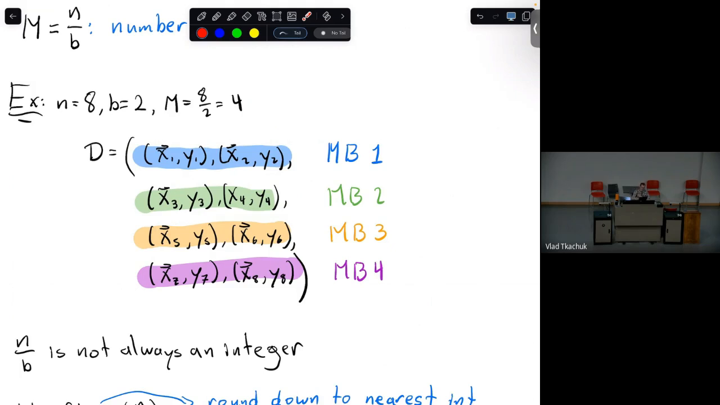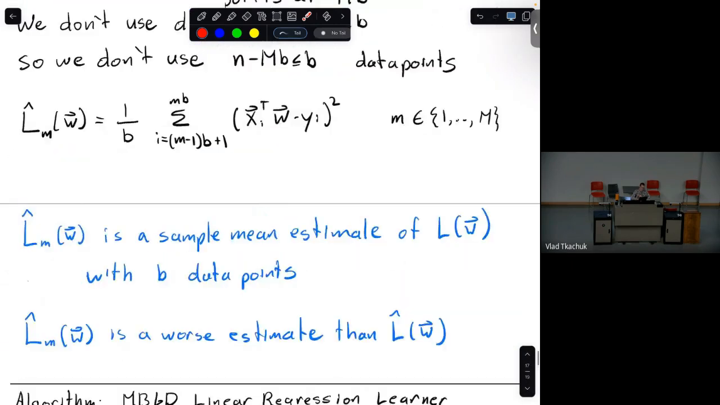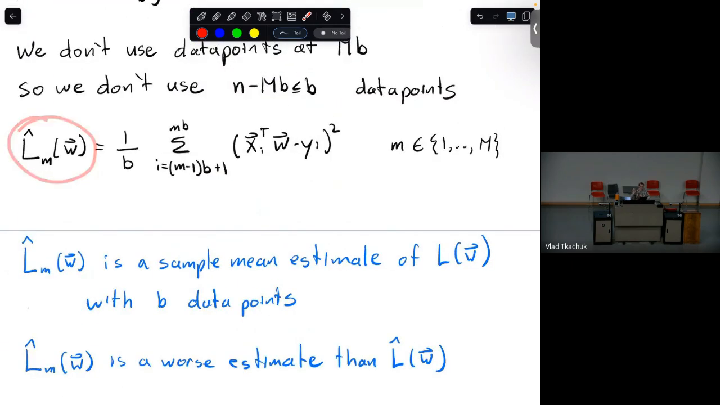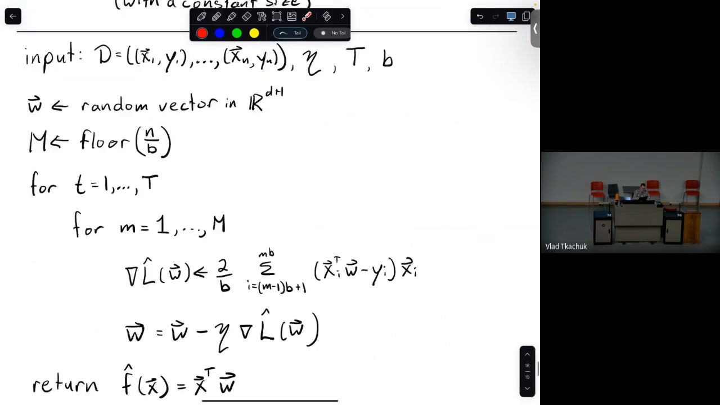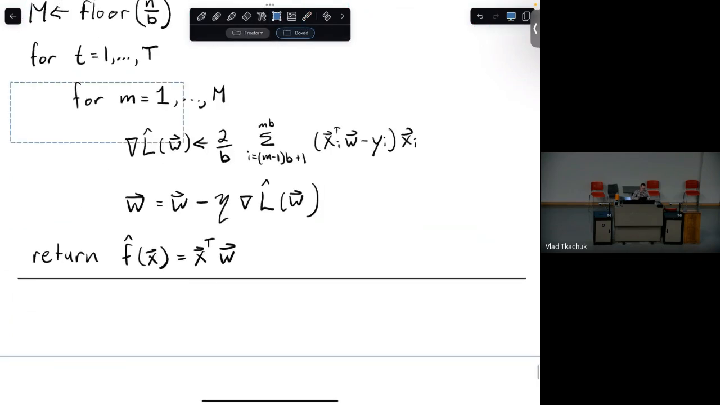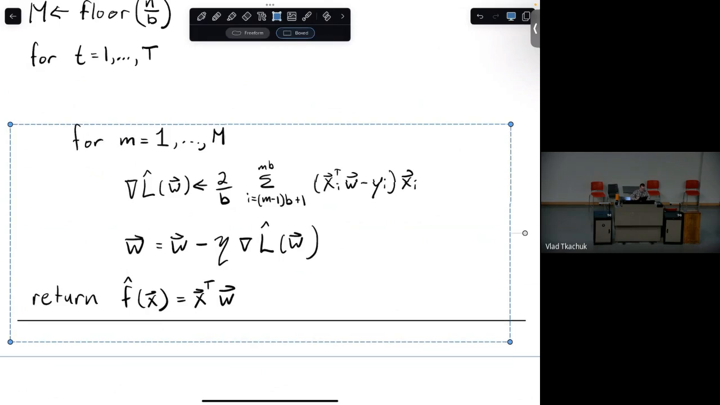So then maybe this one goes here, and this one gets swapped to here, and whatever. They swap around, but you still use the same mini batch size. All this does, at a high level, is make this estimate slightly better than it was before. Because at every epoch, you're now getting a new sample mean estimate with a different version of the data.